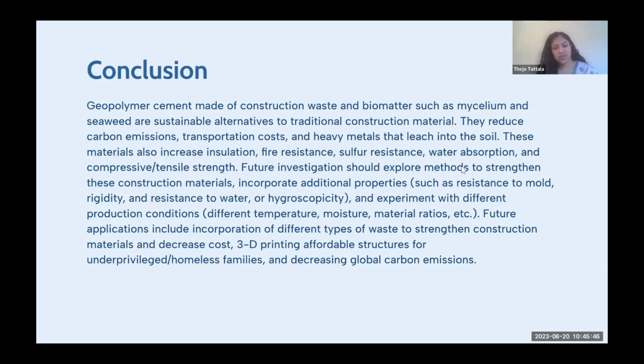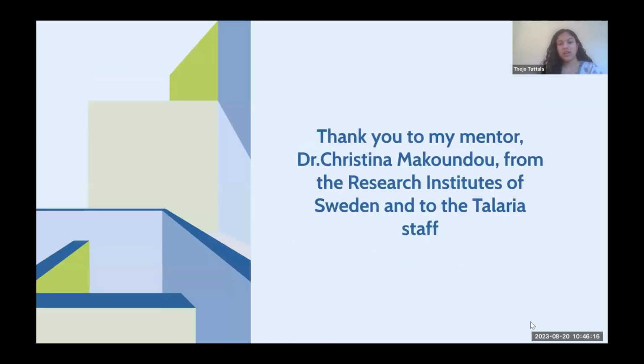and resistance to water or hygroscopicity. And experimenting with different production conditions, like the study that I conducted had very specific temperature conditions around 60 degrees Celsius for geopolymer concrete. So different temperature, moisture, and material ratios can be used to see which generates the strongest structures. And these materials can be implemented to decrease cost and 3D print affordable structures for underprivileged or homeless families, as well as used in areas with high amounts of industrial construction waste.